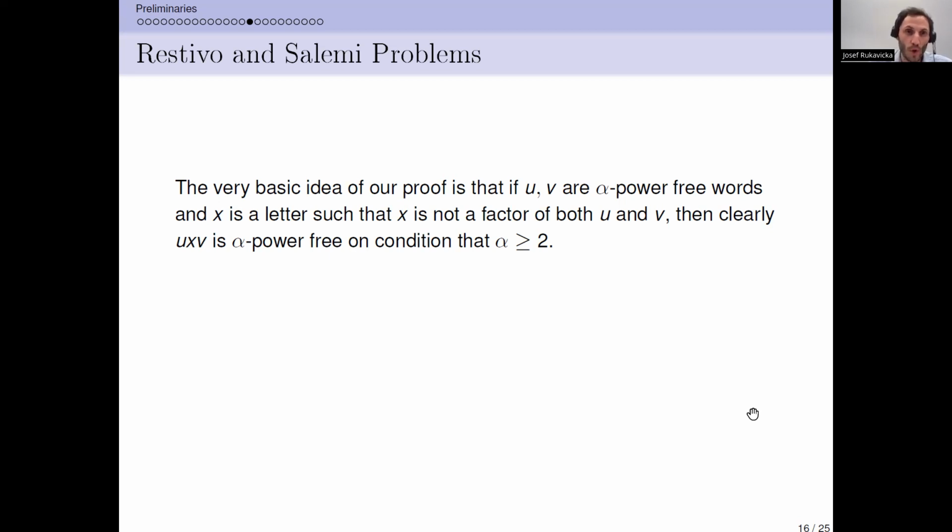And if the words u and v are power free, I can just concatenate them using the letter x, and I'm sure that the concatenation is still alpha power free. Yeah, this is the very, very basic idea. Of course, practically the proof is much more complicated.